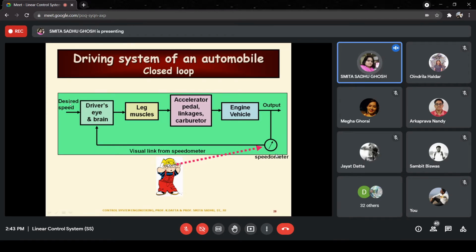I hope you can see my cursor moving. So if not, let me know. Try to stop the sharing and then share again, and take corrective action if required, if you cannot see.